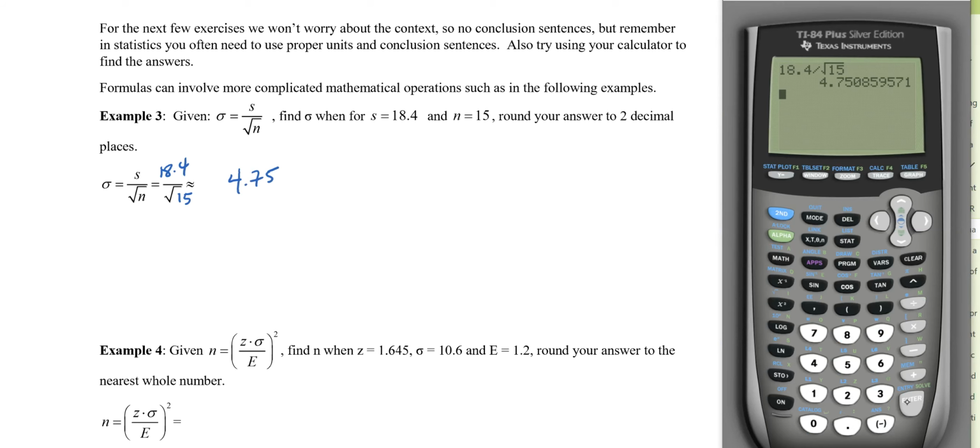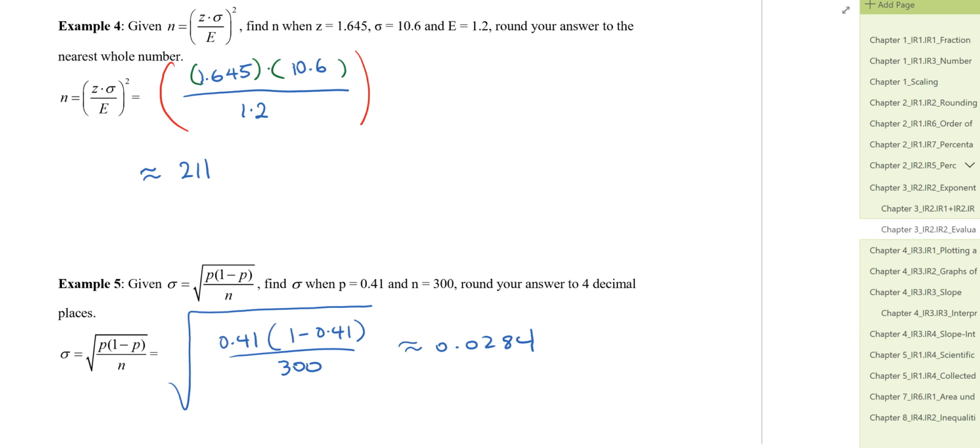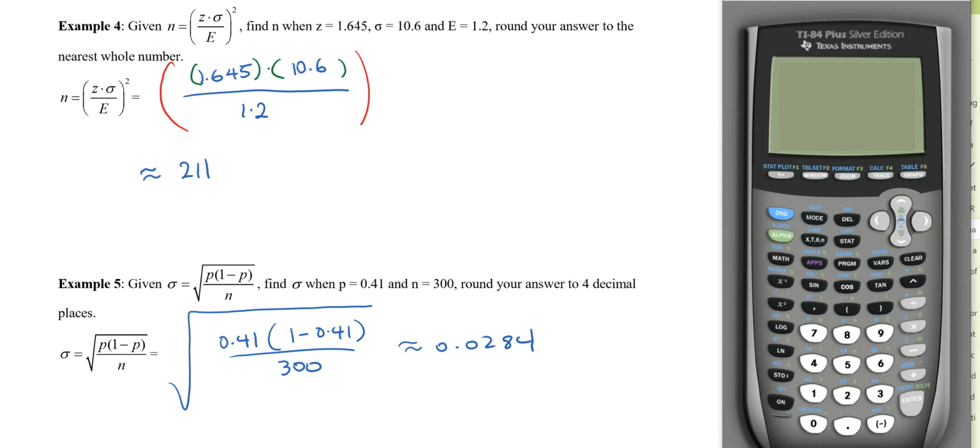Let me do the next one. Now, again, each problem here can be done by hand computation, but I'm going to focus on the calculator. So let's do example 4. I'm going to evaluate the expression z times sigma over e, quantity squared, which gives me the sample size. Notice that I have a fraction with a numerator and a denominator. So I'm going to do multiplication and then division. I'm going to type in 1.645 times 10.6 first. You can evaluate that in one step, or in 2 steps if you like. I'm going to do it in 1 step.